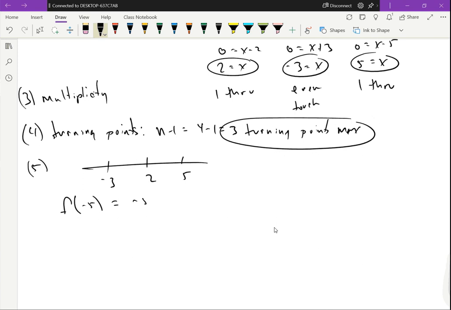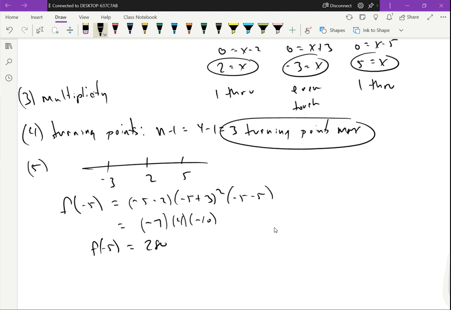So I would have negative 5 minus 2, multiplied by negative 5 plus 3 squared, multiplied by negative 5 minus 5. So that's negative 7 multiplied by negative 2 squared, which is 4. And that last item is going to be negative 10. So the double negative is going to be positive. 7 times 4 is 28, times 10 is going to be 280. So this graph is going to go up in a hurry.